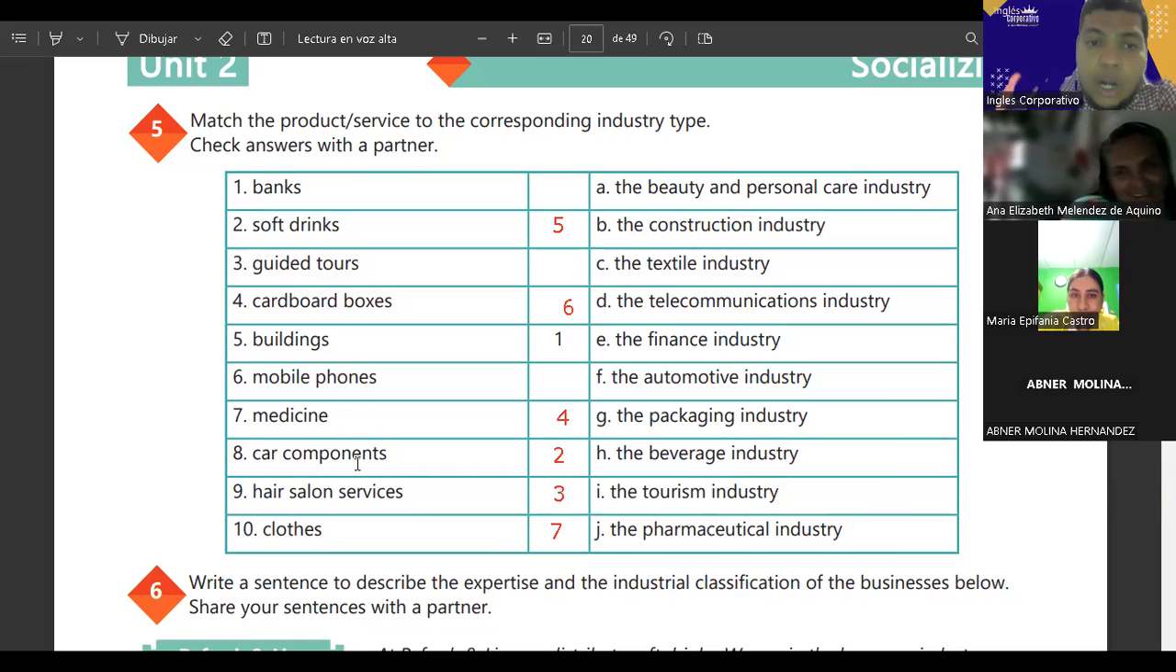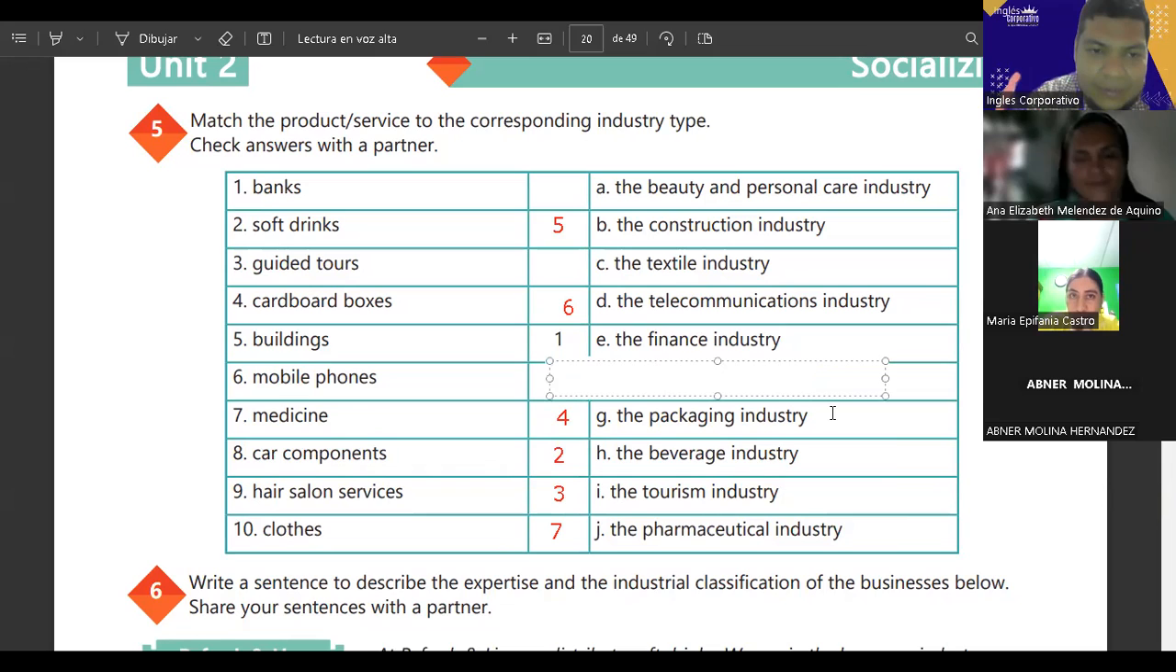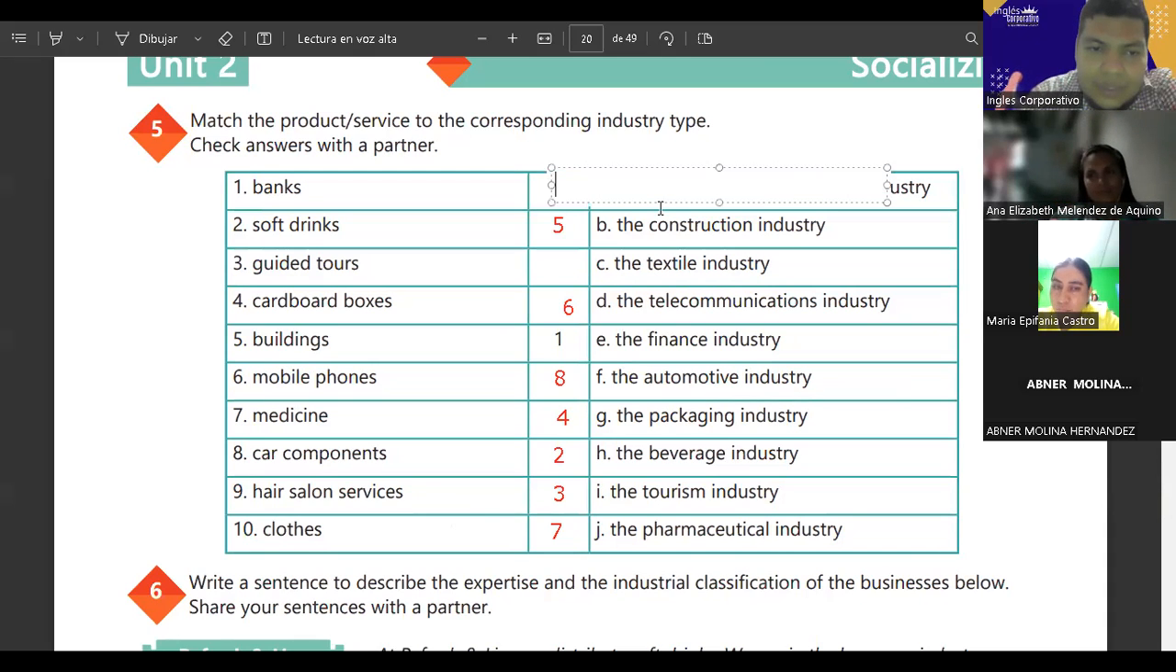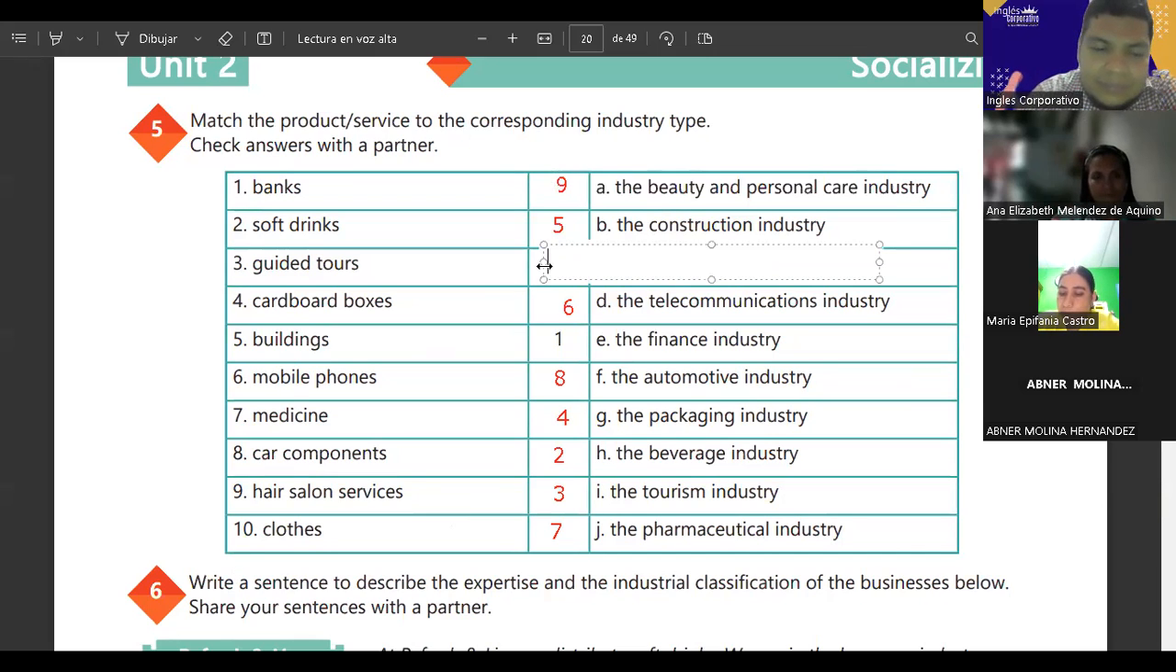And now we go with car components. Letter F. And automobile industrial. You say mobile phones, the hair salon services? Letter A. All right. And finally, number 10. C. There you go. Excellent. So that's it. And then you find it. Very good job, guys.